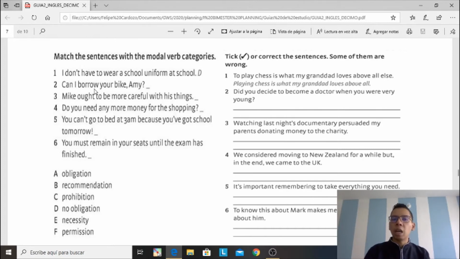Si yo les digo, can I borrow your bike, Amy? ¿Cuál sería la opción? Obligation, recommendation, prohibition, necessity, or permission? You have to tell me.